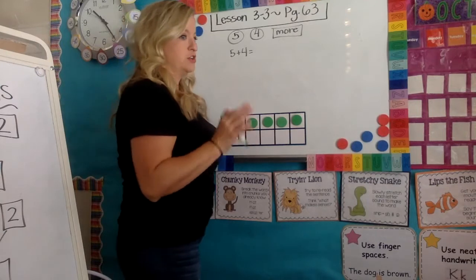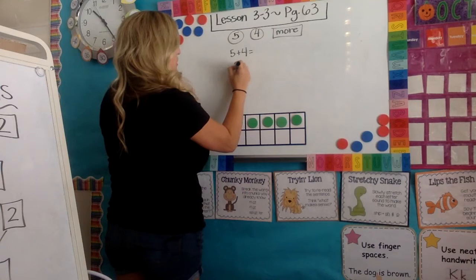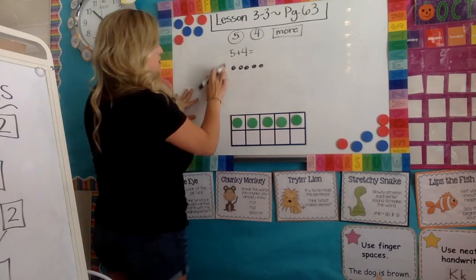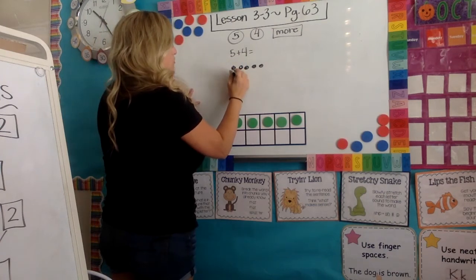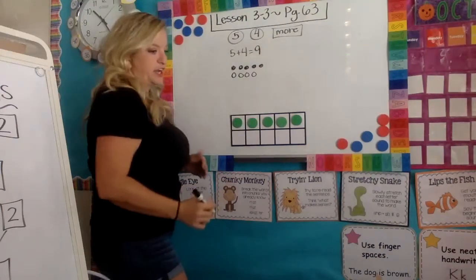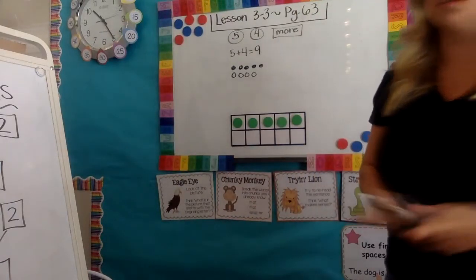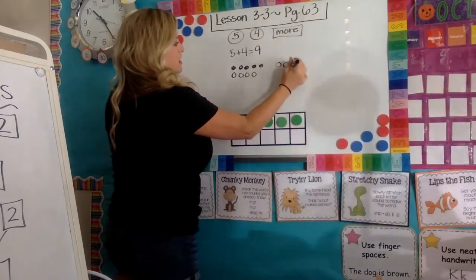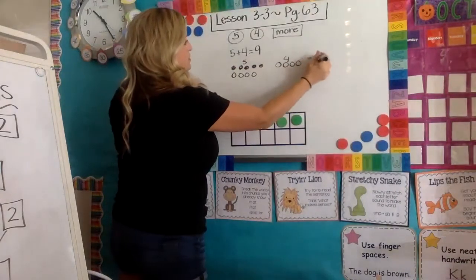So I'm going to go ahead and show you how you can solve this. You can do 5, 1, 2, 3, 4, 5 dots. I'm going to add on 4. I'm going to count on 6, 7, 8, 9. I get 9 total. Okay, that's one way that I could do it. I could also put those dots over here. 6, 7, 8, 9. 5 right here plus 4 equals 9.